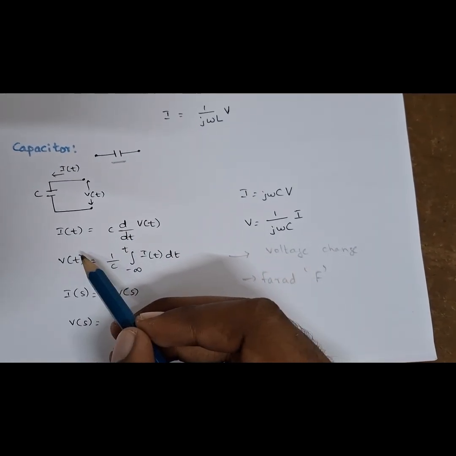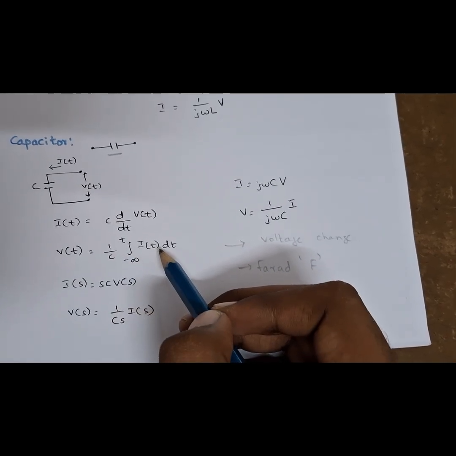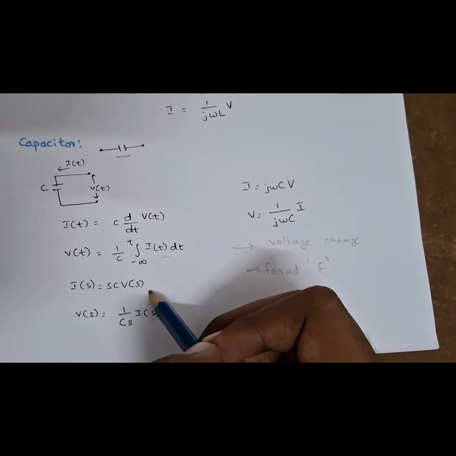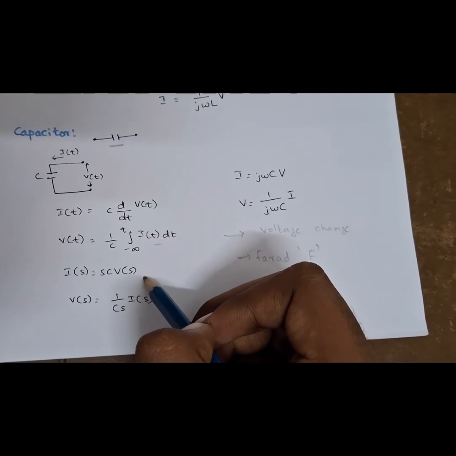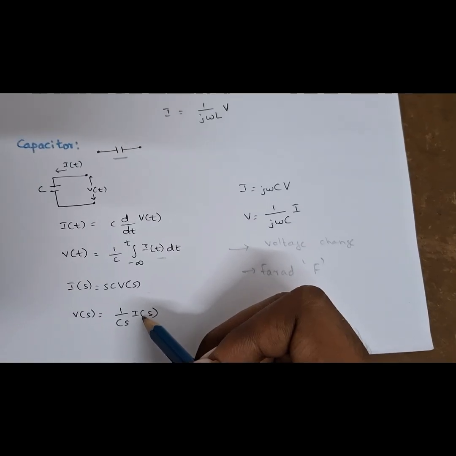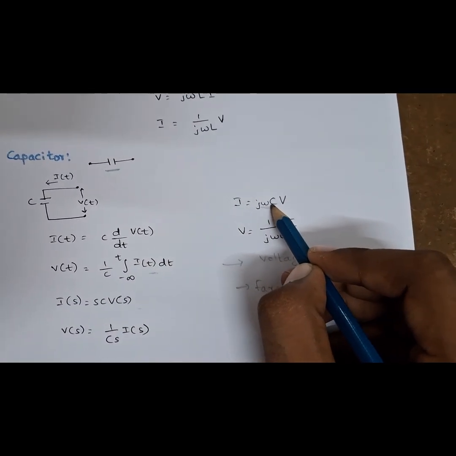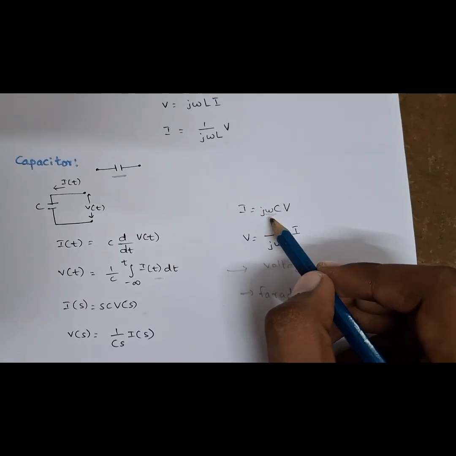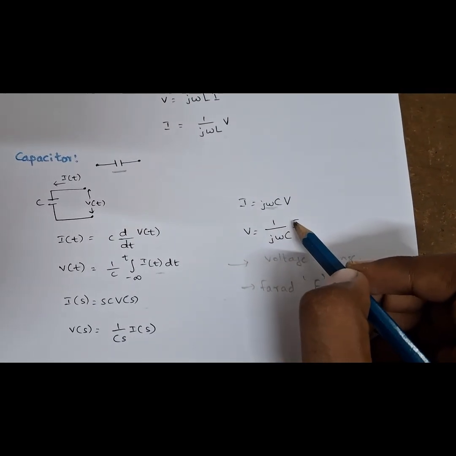From that we can get the voltage V of t equals 1 by C integral minus infinity to t I of t dt. This is in time domain, and here we have in frequency or S domain, I of S equals S C into V of S, and V of S is 1 by Cs into I of S. As we know that S is j omega, remember it, this is small omega, this is not capital omega. So I equals j omega CV, and from that we can get voltage equals 1 by j omega C into I.